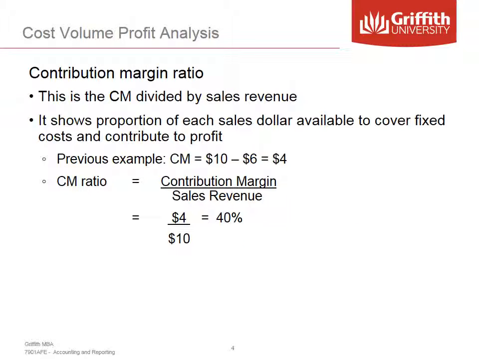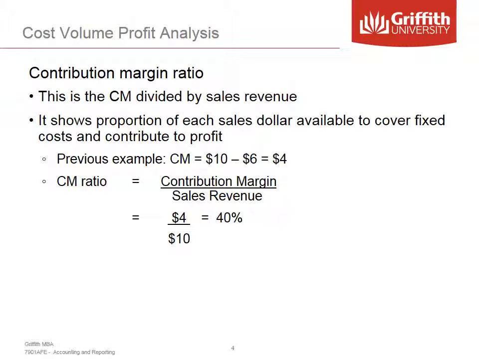Now, another useful relationship is this one, which is called the contribution margin ratio. This is the contribution margin divided by sales revenue, and what you get out of this is a percentage, a contribution margin ratio, which is expressed as either 40% or sometimes you will see it expressed as 0.40. Notice that the data is exactly the same. What we're doing here is saying that out of every dollar of sales, 40 cents is a contribution margin, whose job is to cover the fixed costs and then go to profit.